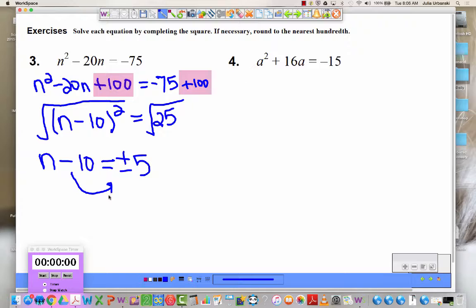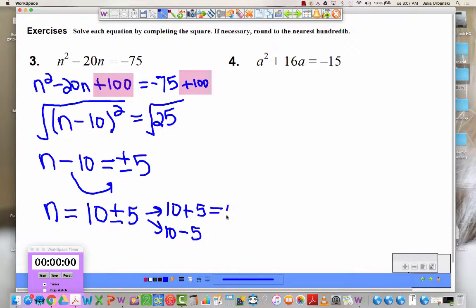Add 10 to both sides. So it's n equals, it becomes a positive 10 plus 5 and minus 5. Those are your two possible answers. And I don't care how you organize your work at this point. I don't even care if you do it in your head. I care that you do a 10 plus a 5 and then you do a 10 minus 5. 10 plus 5 and 10 minus 5. So you get 15 and then you get 5.